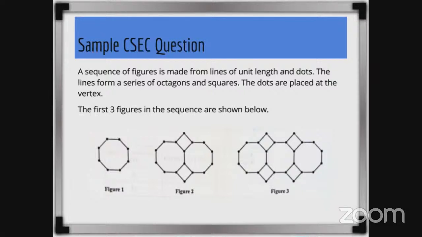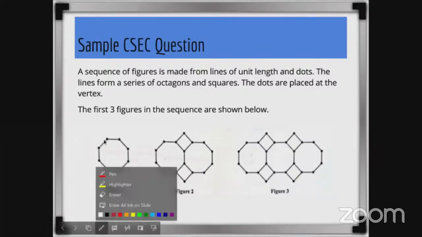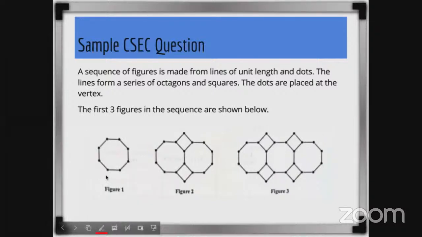All right, so if you are looking at the first figure, you'd have realized, as it clearly says, it's an octagon, and you can count the sides. So let us use a little, if I can get a pointer in here or annotate here.